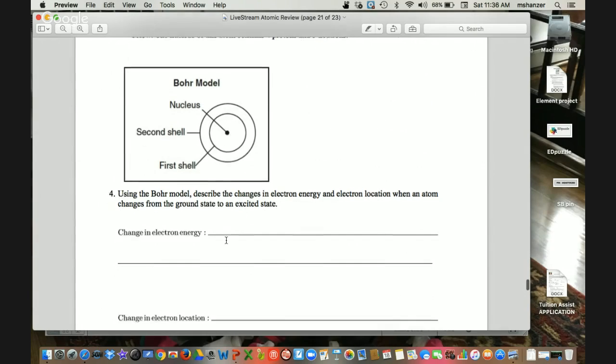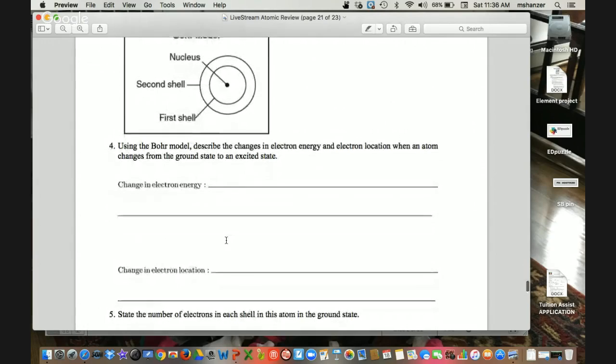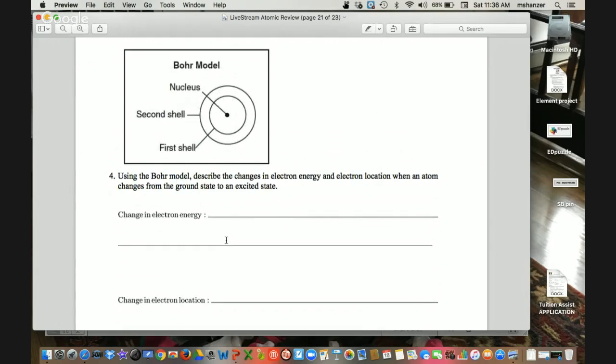When we look at the second part of the question, it says, what is the change in electron location? Clearly, if it's getting excited, it's jumping to a higher level. So you could just say it's going to a higher energy level, or it's going to a higher shell. It's going further from the nucleus.